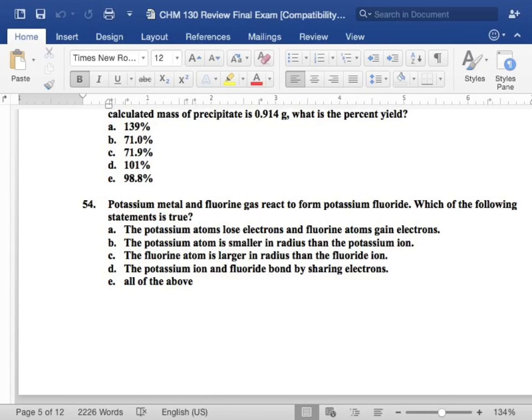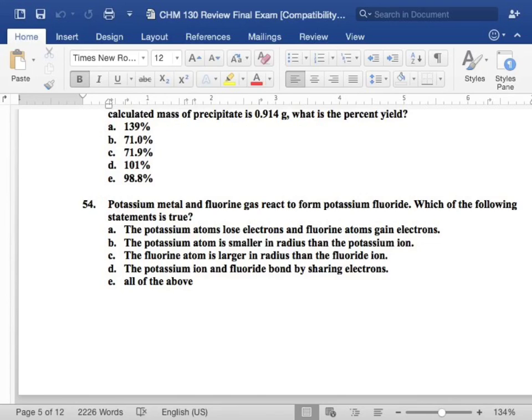The potassium atoms lose electrons and fluorine atoms gain electrons. This sounds an awful lot like redox, which was everybody's favorite chapter. That was the oxidation states. Please tell me it's not in it. Yay. Potassium atom is smaller in radius than the potassium ion. Oh God, that's hard because I got all those trends. Oh wait, I wrote that down on the front of my exam.